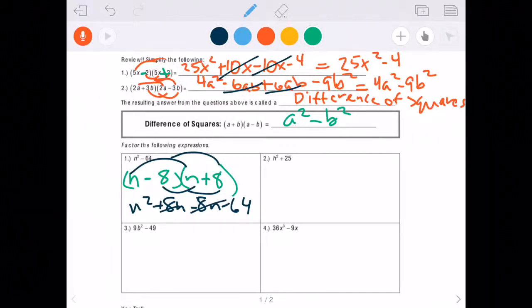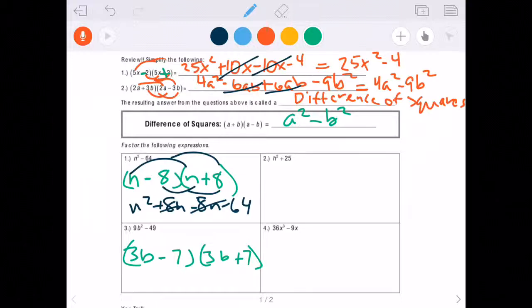Let's move to number 3. We have 9, and 9 is 3 times 3. That tells us the first term in our binomial is going to be 3b. Now we have minus 49. 49 is 7 times 7. And it's minus, so we're going to have minus 7 plus 7. Again, if you want to double check, FOIL it.